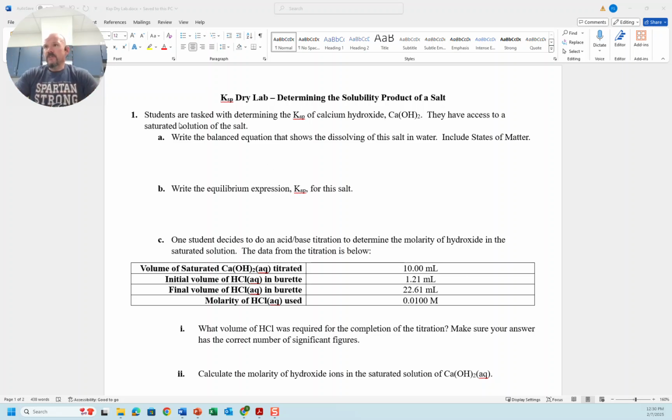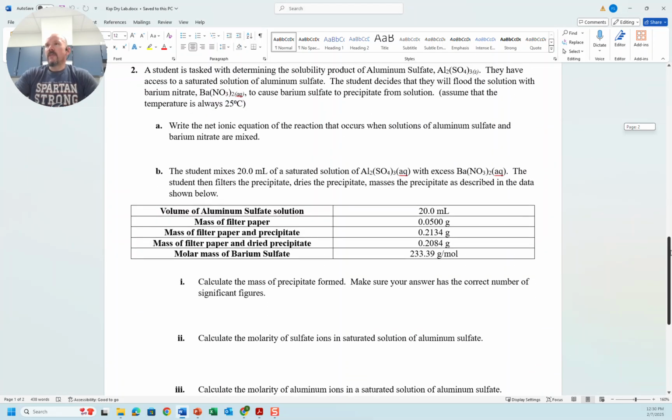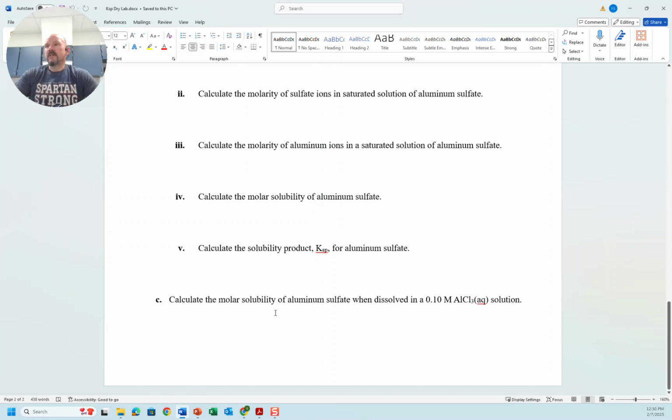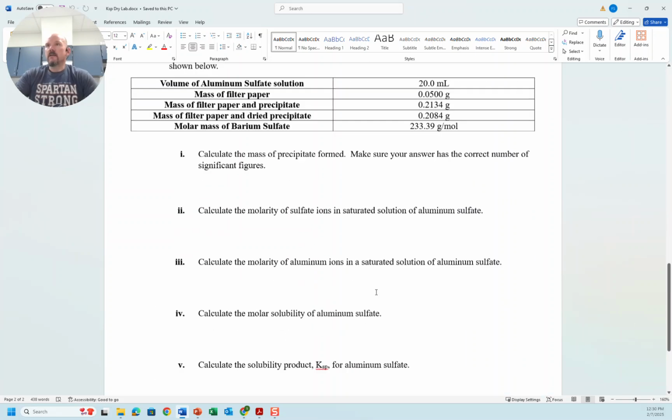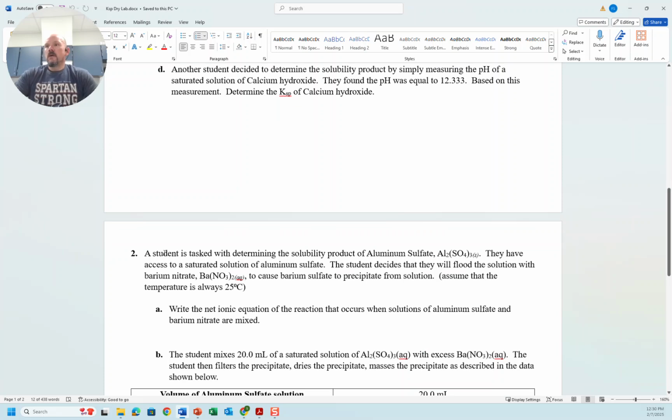So in both these questions, question one and question two, the only one that's kind of an outlier is question 2C, but we'll get to that in a second. The purpose of the lab is to determine the KSP of a salt. So in question one, we need to find the solubility product of calcium hydroxide, right? And if we look at question two, the goal is to figure out the solubility product, which is KSP, of another ionic compound, aluminum sulfate, okay?